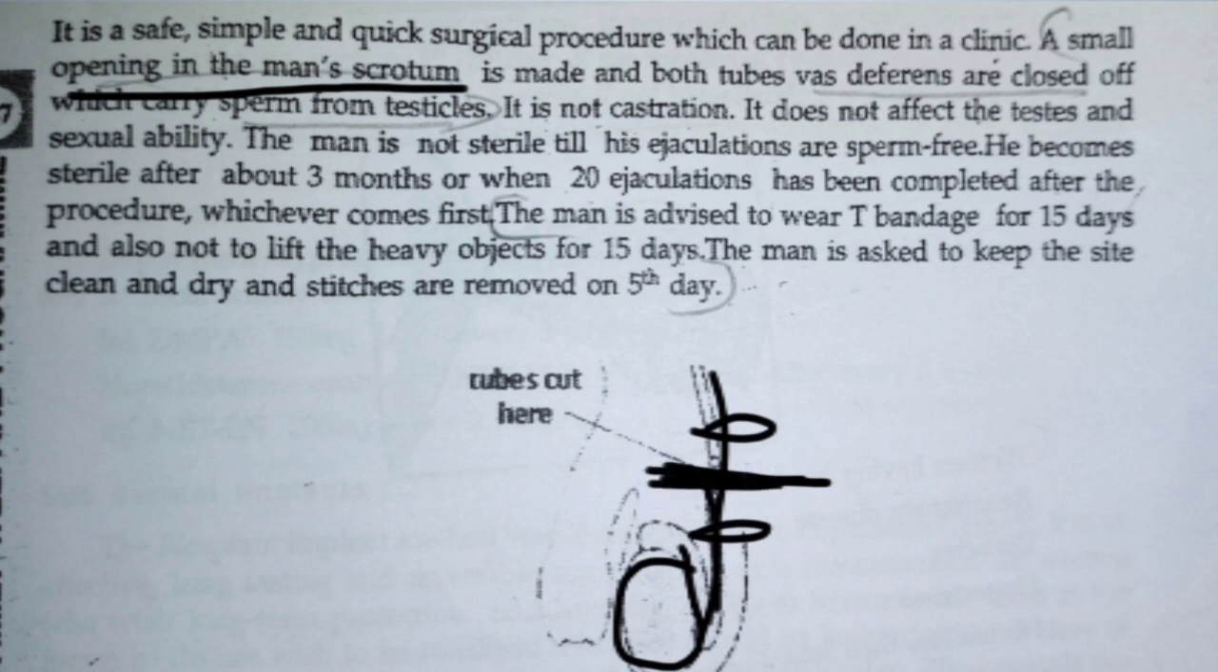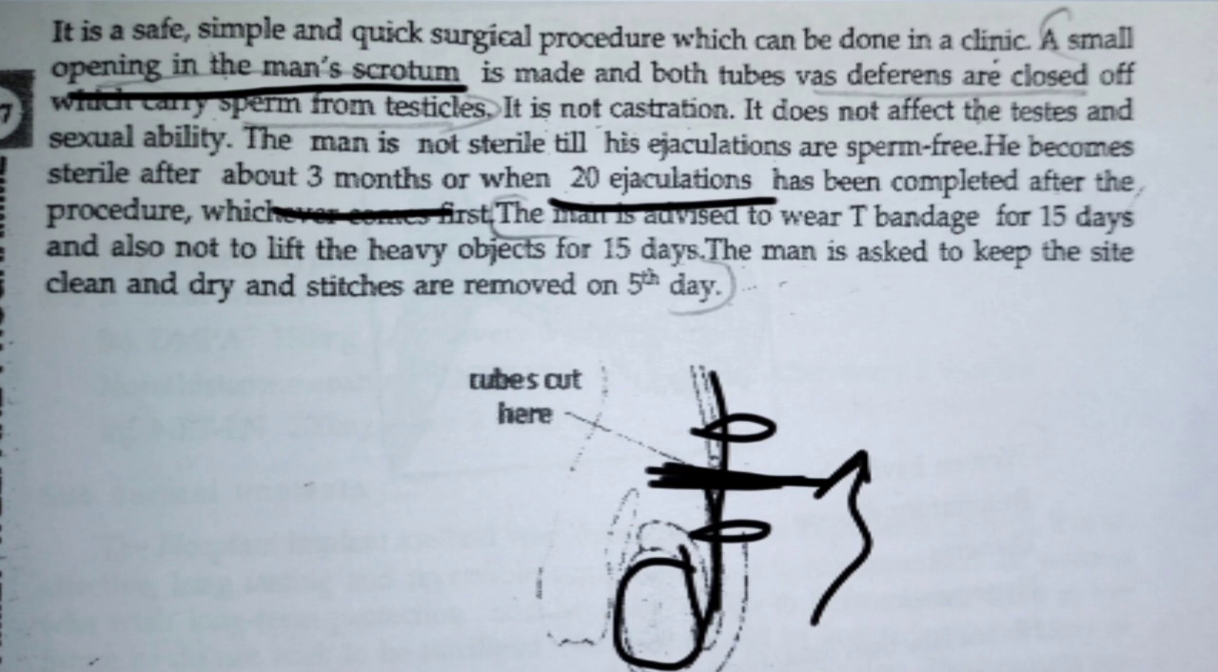When there is a cut, automatically the transport of sperm is stopped, inhibited. But soon after performing it, it doesn't work immediately. This method takes months, almost 3 months. In numbers, a person can eject sperm almost 20 times even after performing this method.